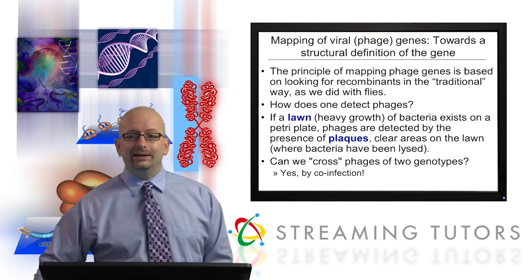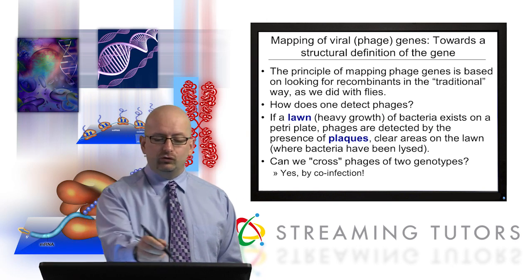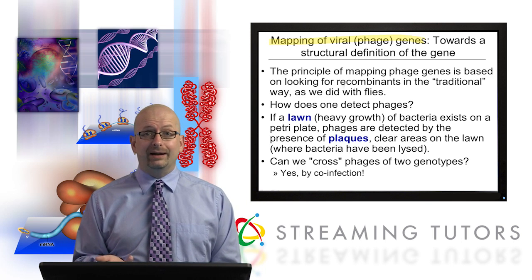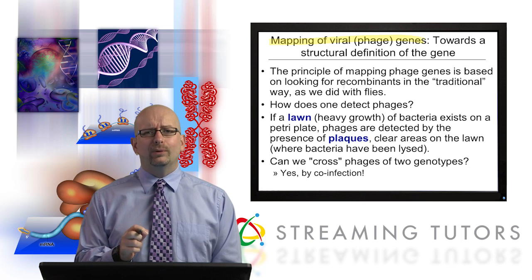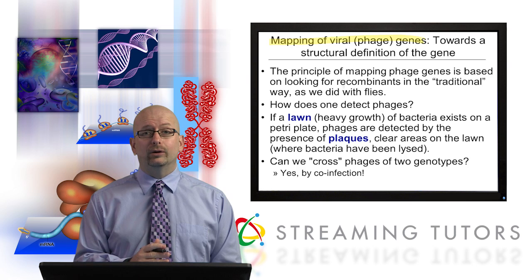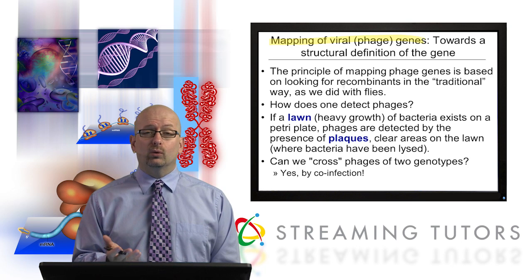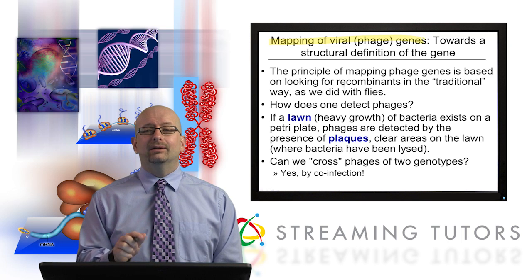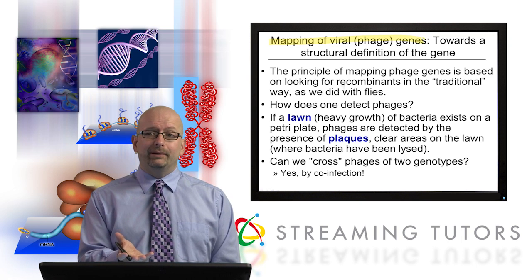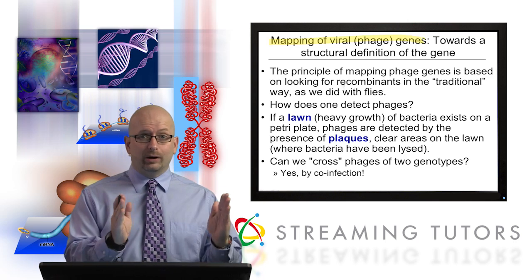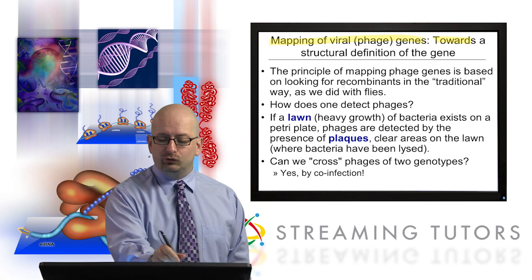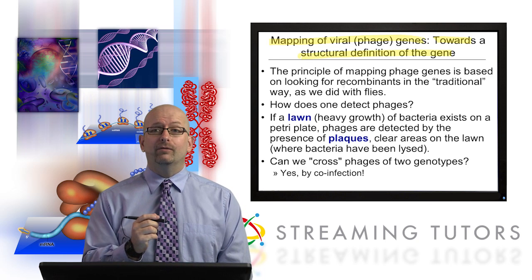The first thing we need to talk about in order to do this is the general idea of mapping viral, or in this case phage, genes. A bacteriophage is a virus that infects bacteria. They're reasonably easy to work with because you can do it all in culture in the lab. There are many reasons you might want to map it. Sometimes you just want to map it to get the map, but in this case, we're going towards a structural definition of the gene.